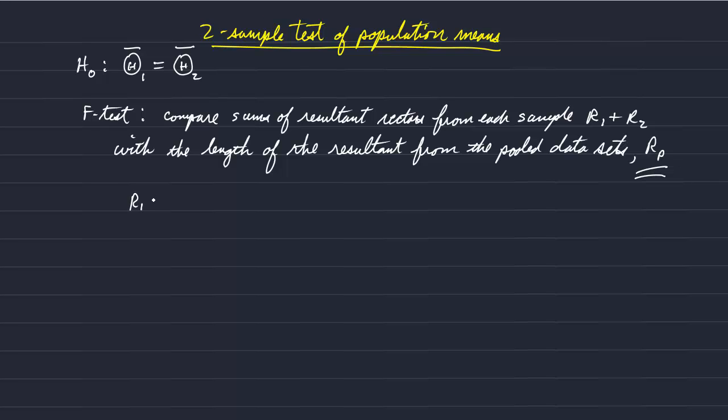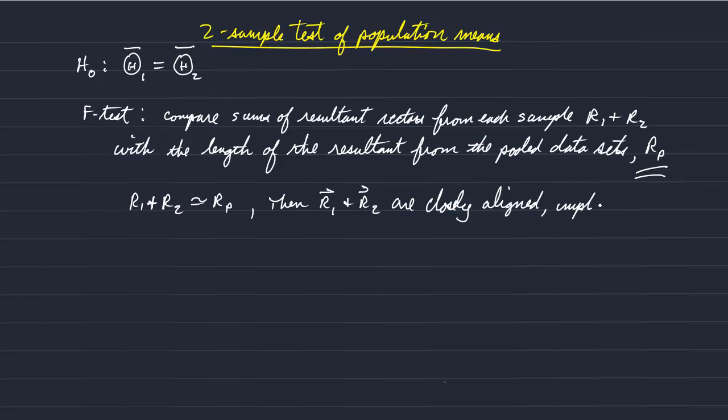So if R1 plus R2 is about equal to Rp, then that indicates that the vectors R1 and R2 are closely aligned, implying that the directions of the populations sampled are indeed approximately equal.